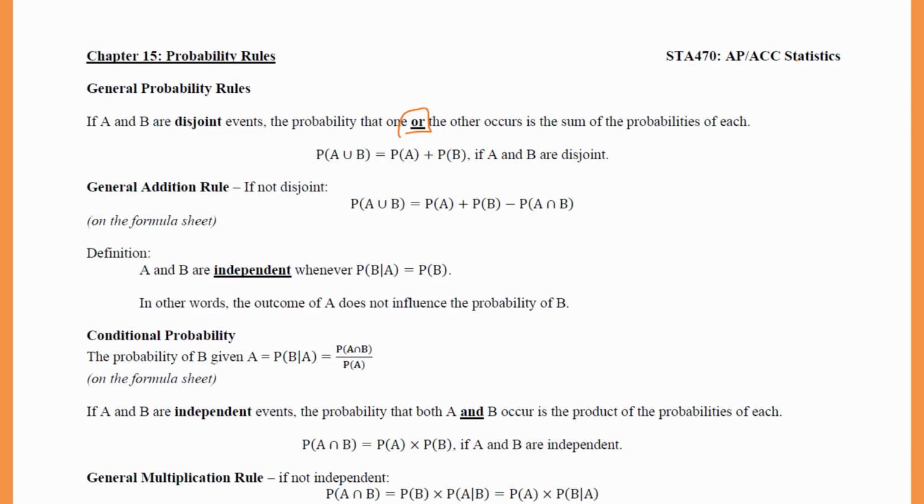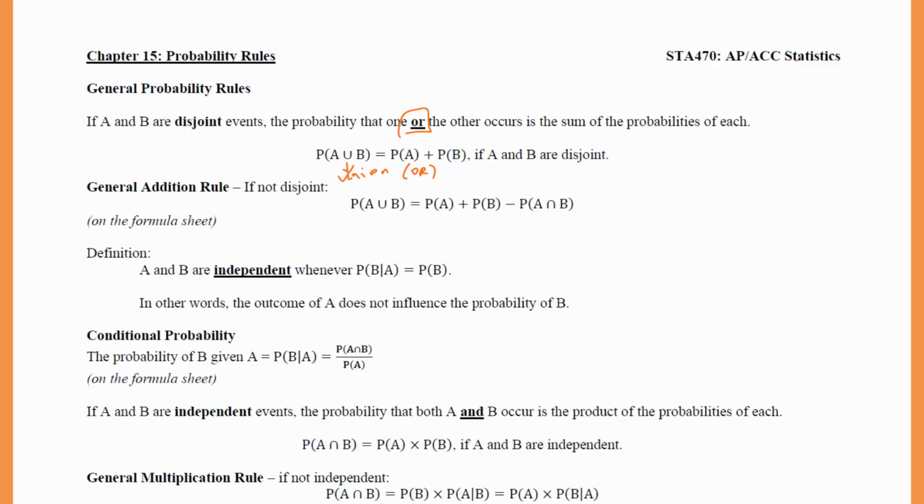So, or comes from a union. Remember, this U means union, and that's what you should think of when you think of the word or. So the probability of A or B, A union B, is the probability of A plus the probability of B if A and B are disjoint. Remember, disjoint means the same as mutually exclusive.